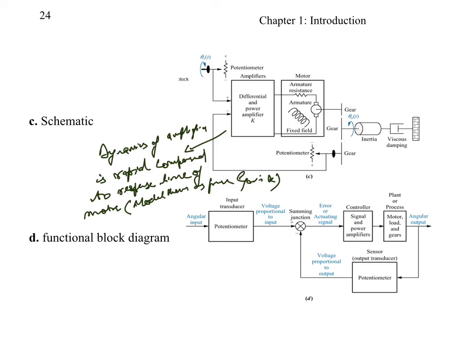And at the output we get the angular displacement through that potentiometer. It is converted into voltage and given to the summing junction. So this is how the functional diagram has been made. This is the functional diagram on which we have to work. Also, in the schematic, since we have considered that the dynamics of the amplifier is rapid and the response time is very small, we have taken the gain of the amplifier as K only.